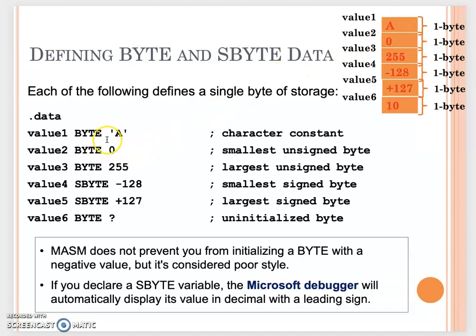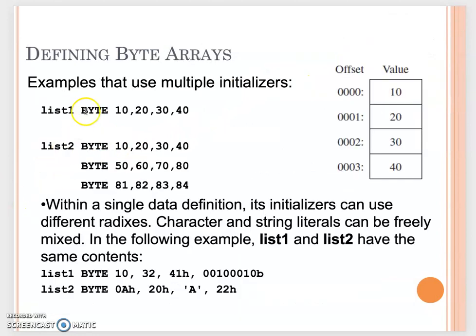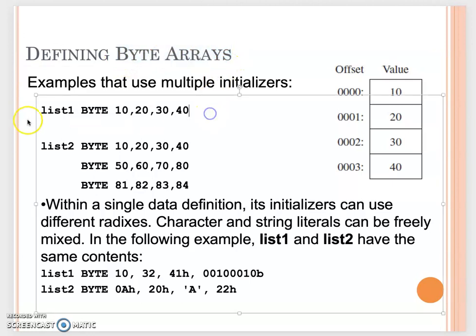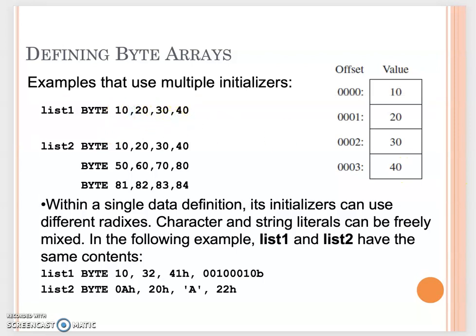But in assembly language, you can also define an array. When you define the array, it looks like this. For example, here I have the name called list1. I have the data size as byte. But earlier when we defined, we only gave 1 initial value. If you continue using commas, you have 10, 20, 30, 40. What happens is you will see in the memory address like this.